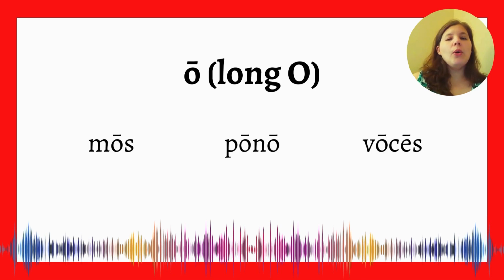Long O is an O sound, kind of like in English drove, but just like we saw earlier with the A sound, in English we often diphthongize this. So we add a W to our O. We say O. Don't do that in Latin. We want to make this a pure O sound. So our examples are mos, pono, and voces.